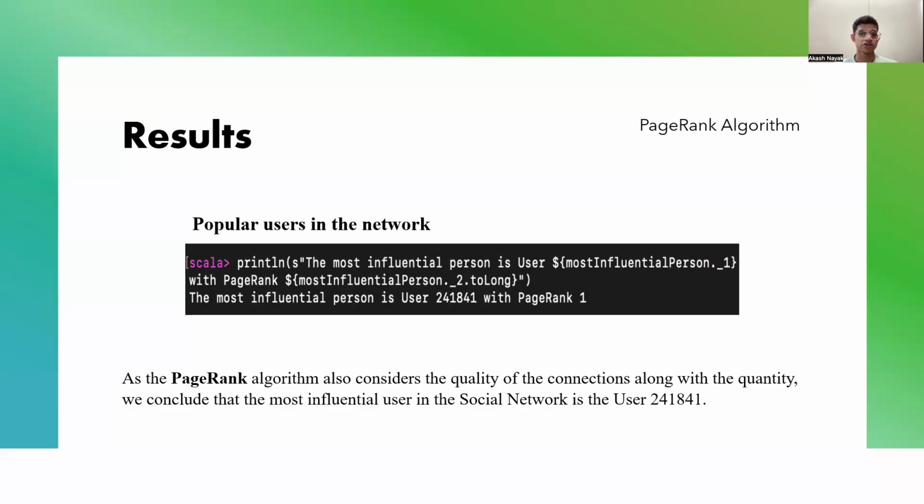Yeah, so as we have a bit of a time crunch, we'll just be going through the results of the further algorithms. The codes and configurations for all these algorithms can be found on our GitHub. So the first one is the PageRank algorithm. So in a social network, the PageRank gives the most popular or influential person present in the social network. So it uses both quality and quantity of the edges to calculate the PageRank. And here you can see that the user with ID 241841 has the highest PageRank, that is 1.